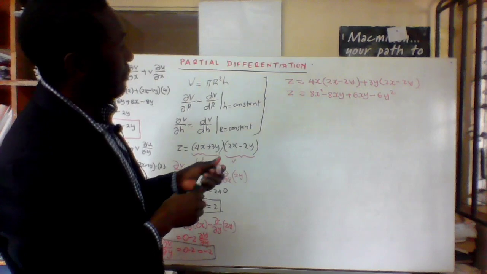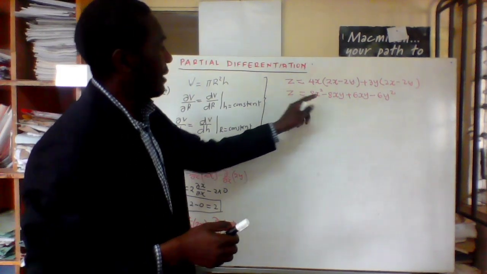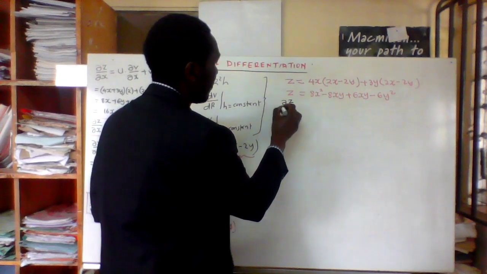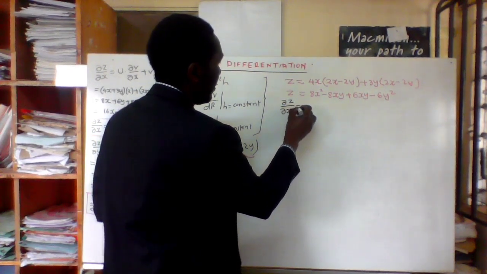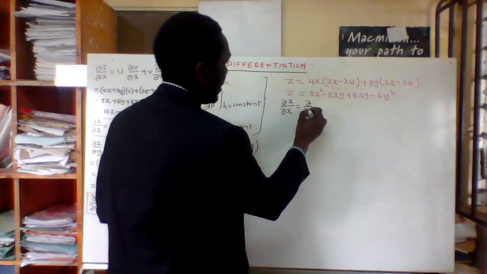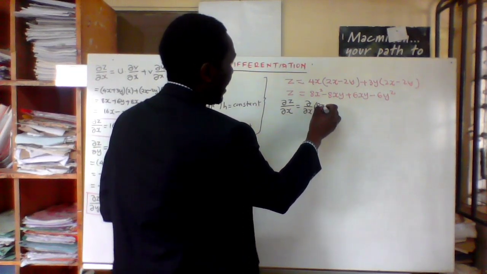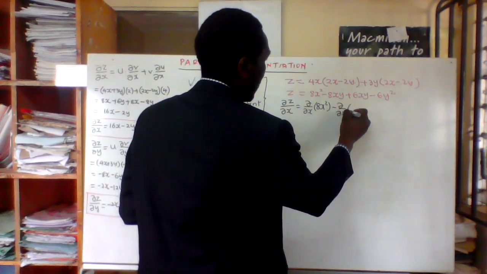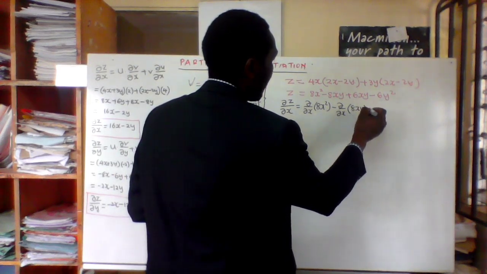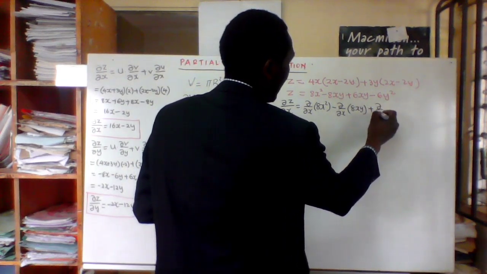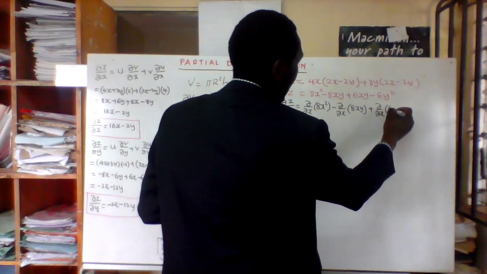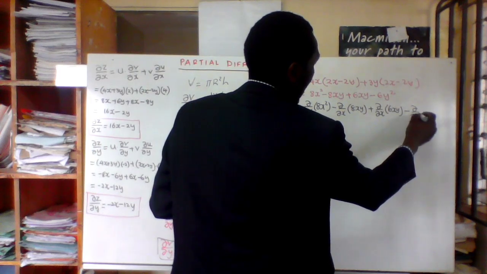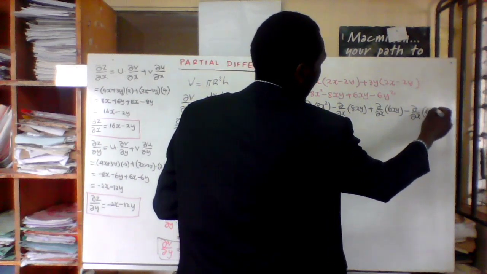Now let us partially differentiate z first with respect to x. So we have partial derivative of z with respect to x will be equal to partial derivative with respect to x of 8x squared minus partial derivative with respect to x of 8xy plus partial derivative with respect to x of 6xy minus partial derivative with respect to x of 6y squared.